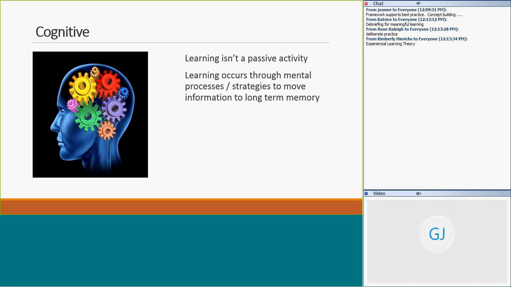Another category is cognitive learning theories. Unlike behaviorists, where the learning tends to be more passive with reinforcement from an external source, in cognitive learning, learning isn't necessarily a passive activity, and it really occurs through mental processes and strategies. So the cognitive folks focus on what's going on in that black box inside the brain that we can't get a good glimpse of, but we know that there are different ways of processing information to get things in and out of long-term memory and then pull it into working memory. So we're going to talk about a couple of theories that can fall under this setting.